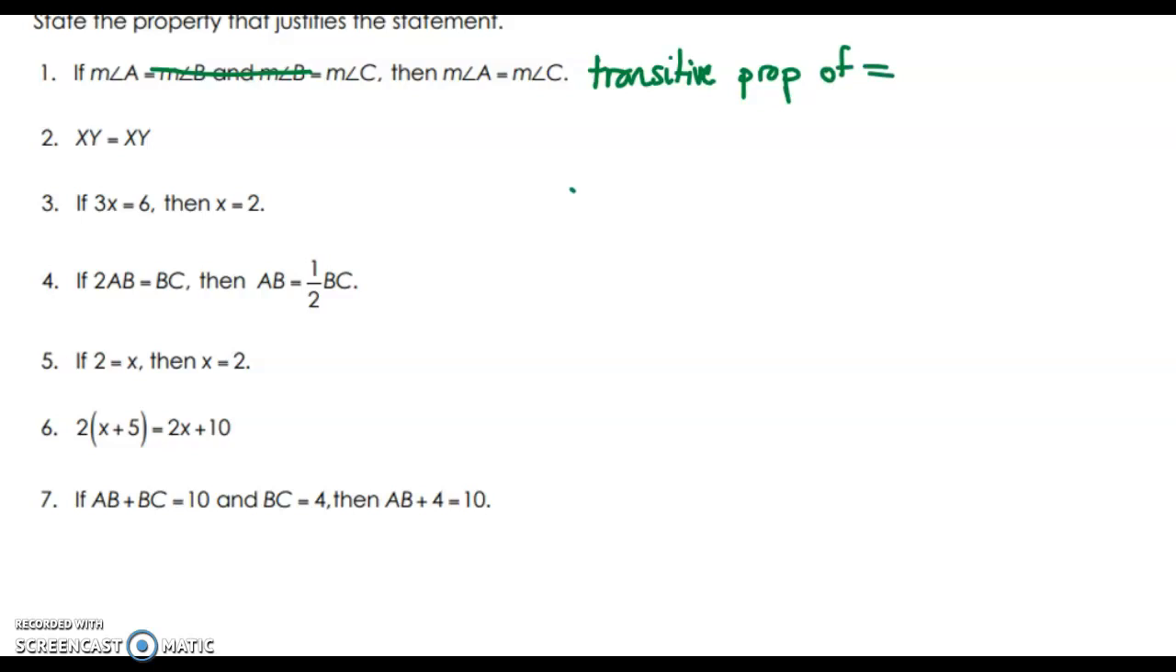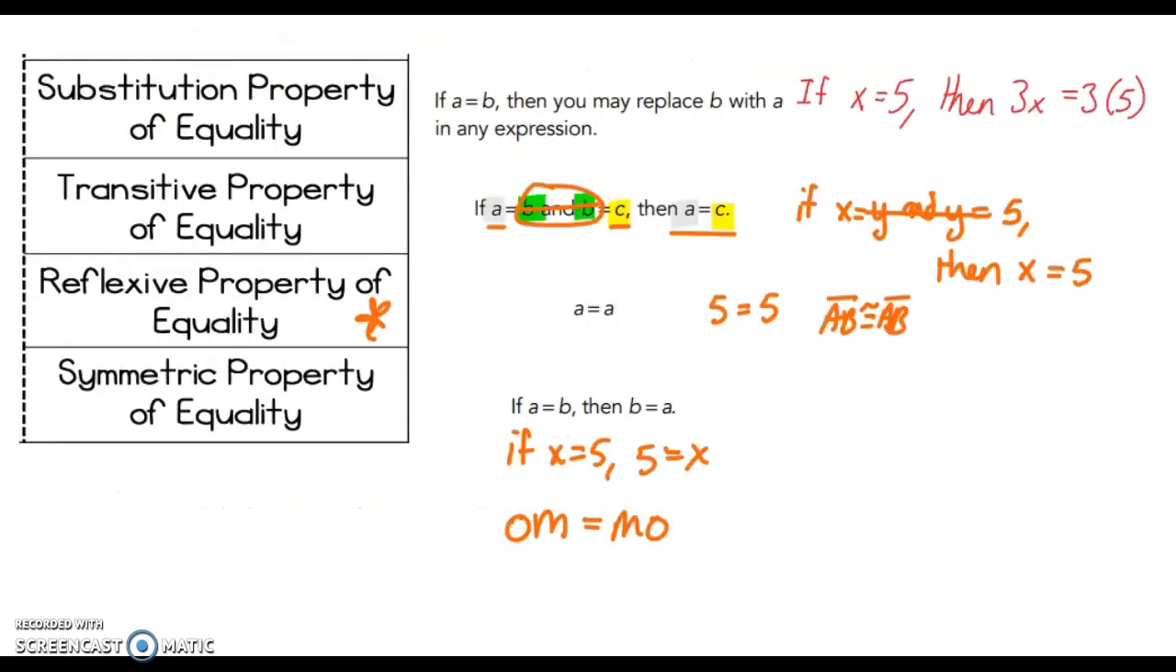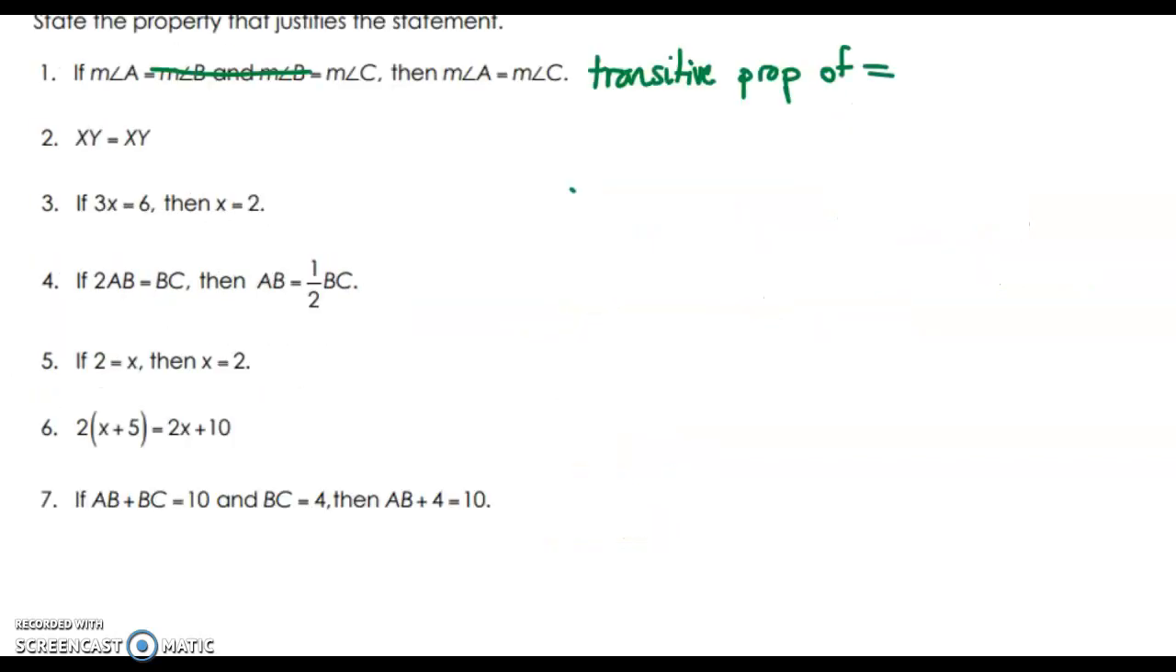Okay, xy equals xy. All right, if we were to go back and revisit this foldable back here, we learned that when it says the same thing on both sides, that's the reflexive property. And there is an equal sign, so we're going to say the reflexive property of equality.